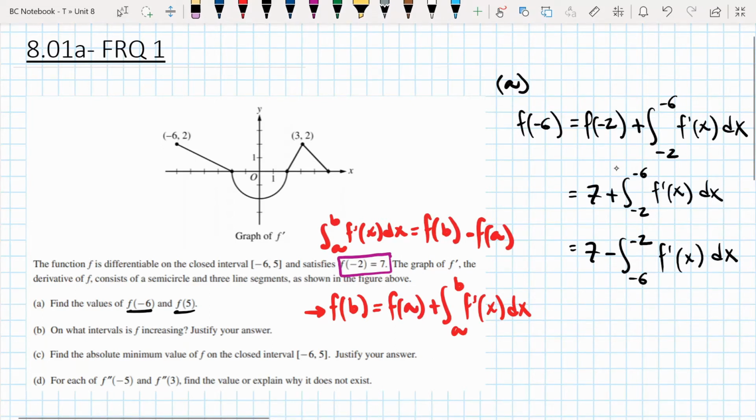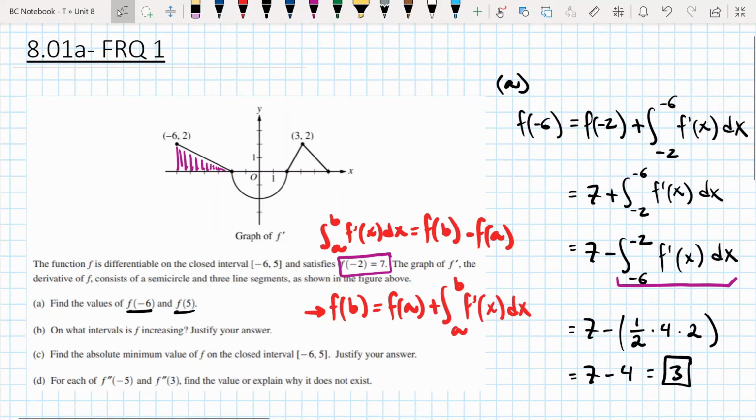So now let's evaluate the integral by looking at the area under the curve from negative 6 to negative 2. So this integral right here is going to be equal to this area, the area of this triangle, because the integral represents the area under the curve. And so this is equivalent to 7 minus, parentheses, well, it's going to be 1/2 times the base, that's going to be a base of 4, times the height, which is the y value, 2. So we end up with 7 minus, the 1/2 and the 2 will cancel, 7 minus 4 is equal to 3. So that's going to be the value of f of negative 6. Let's do the same thing with f of 5.